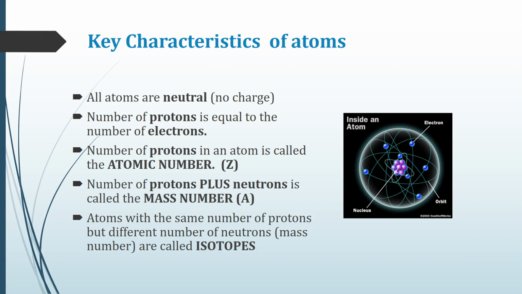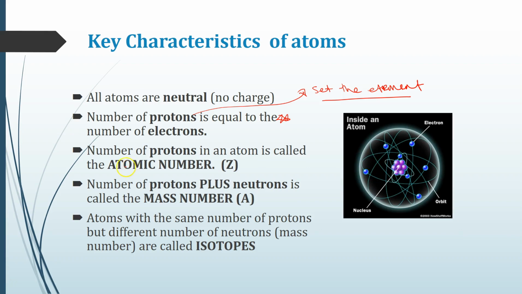So all atoms are neutral. The number of protons is equal to the number of electrons. Be sure that you get this the right way around. A lot of people assume that the protons equal the electrons, and it's actually the other way around. The electrons equal the protons because the protons are what set the element. If I change the number of protons, then I change what element I'm talking about. So that's actually the critical number that we're interested in.